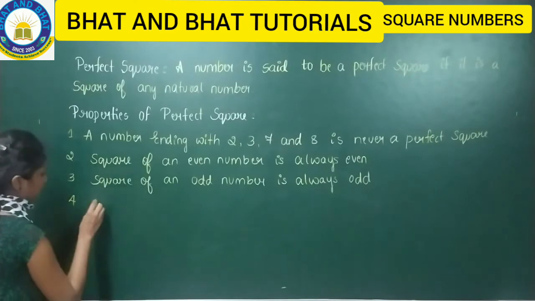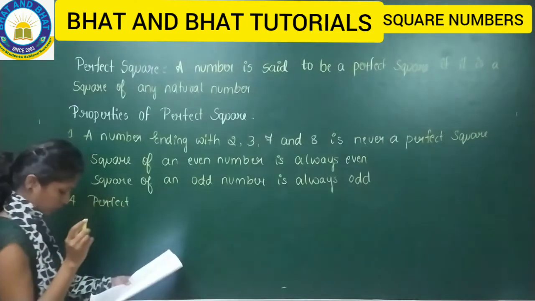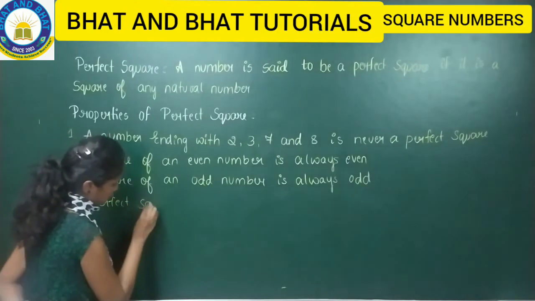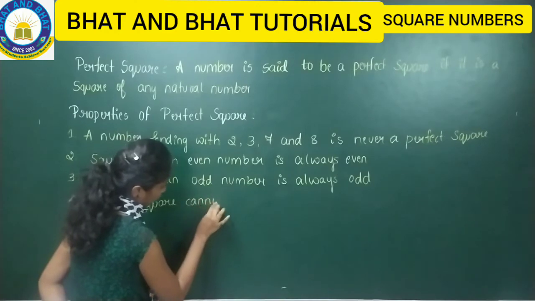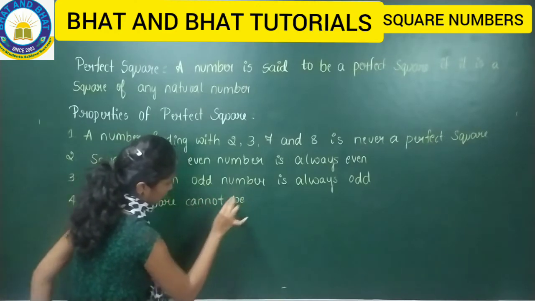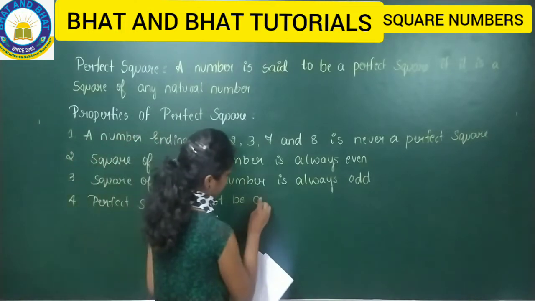The next point, a perfect square cannot be a negative number.